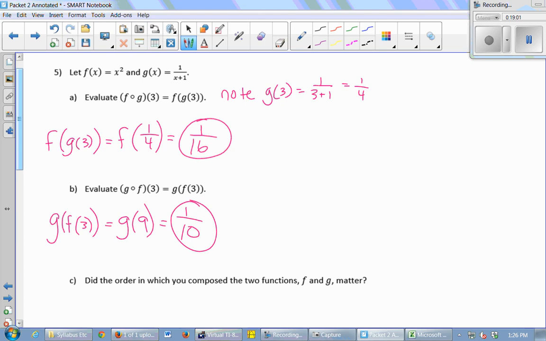When I plugged 1/4 into the function f, I went up to the rule. The rule for f is that f of x is x squared. So 1/4 squared is 1/16. How did you get 3 plus 1? Because they asked me to evaluate f of g of 3. So 3 is my input. I squared it, yeah.